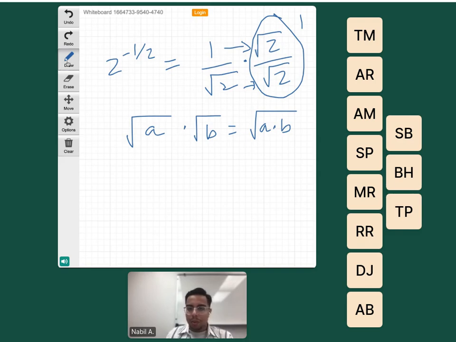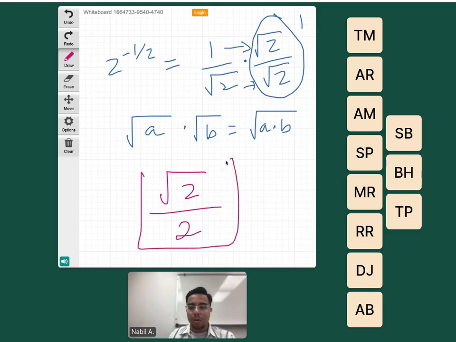So let me rewrite this here in a different color. So top times top, we got root 2, and then 2 times 2 inside the radicals will be root 4, right? Which is simplified to 2. The square root of 4 is equal to 2. So it will be square root of 2 over 2. Does that make sense? Put some thumbs up in the chat if that all made sense. And then I'll move on over to complex conjugates for my next concept.